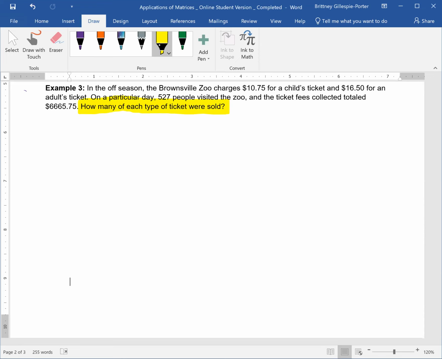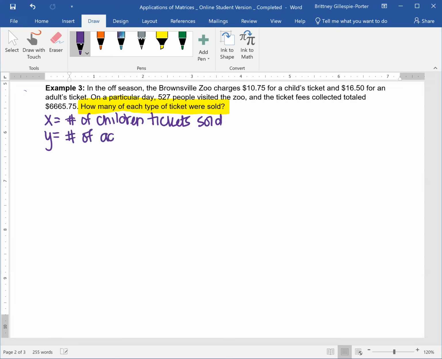Since they just asked how many of each type of ticket, they just told us our variables. You can use C and A if you want, but most of my students are more comfortable if I stick with X and Y. So X is going to be my number of children's tickets sold, while Y is going to be my number of adult tickets sold.